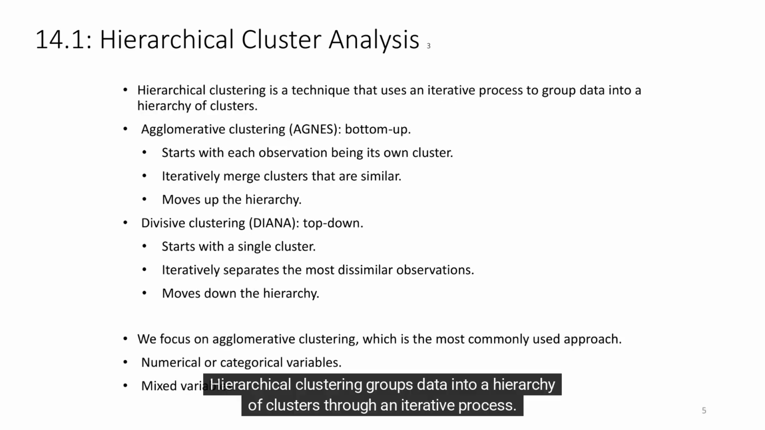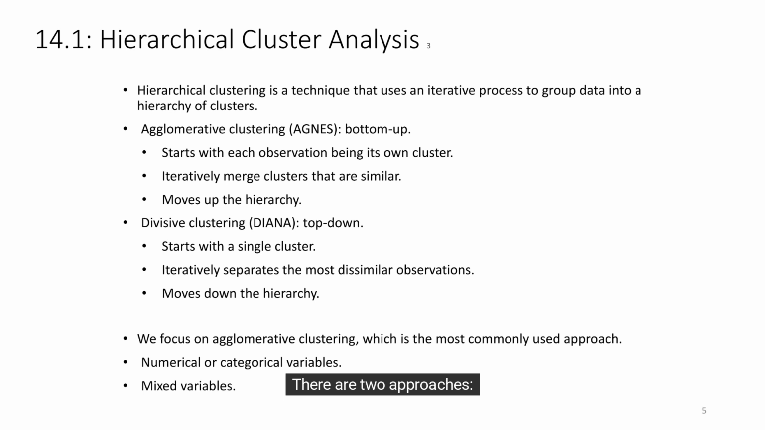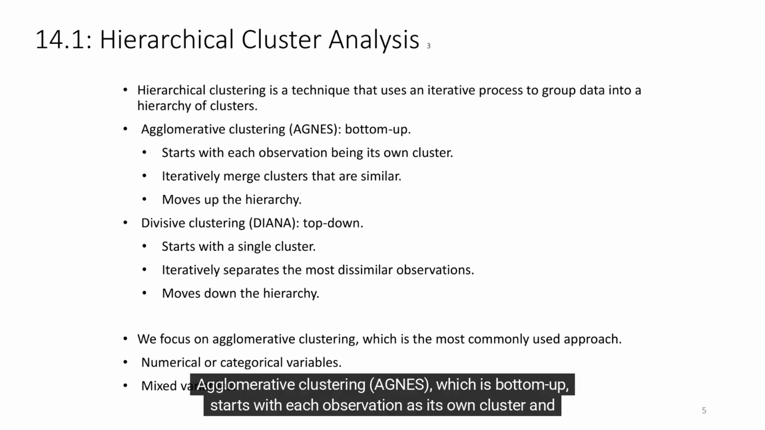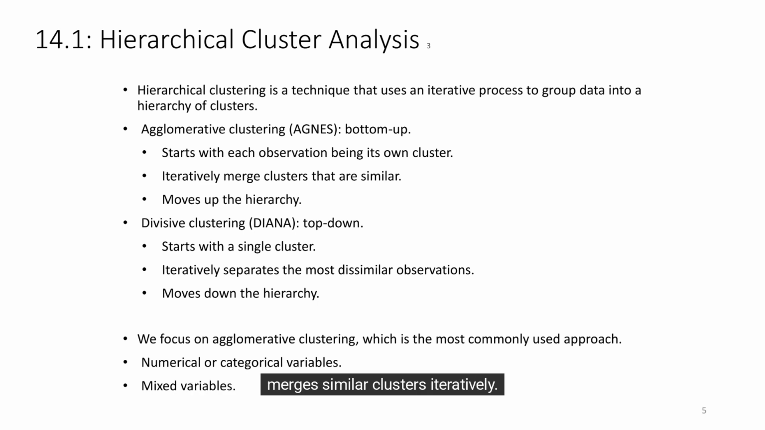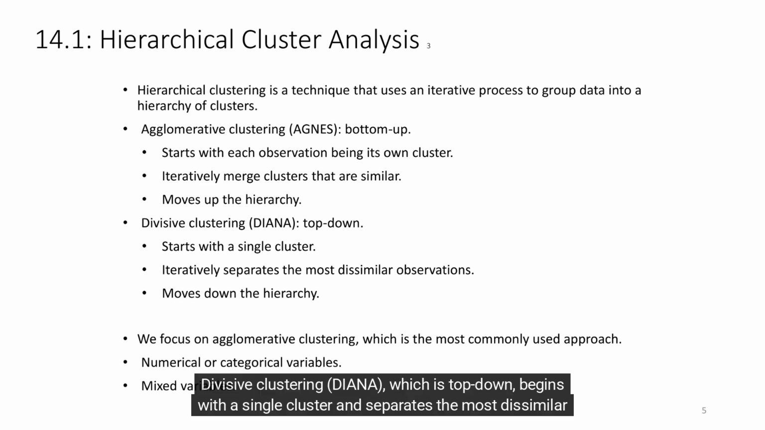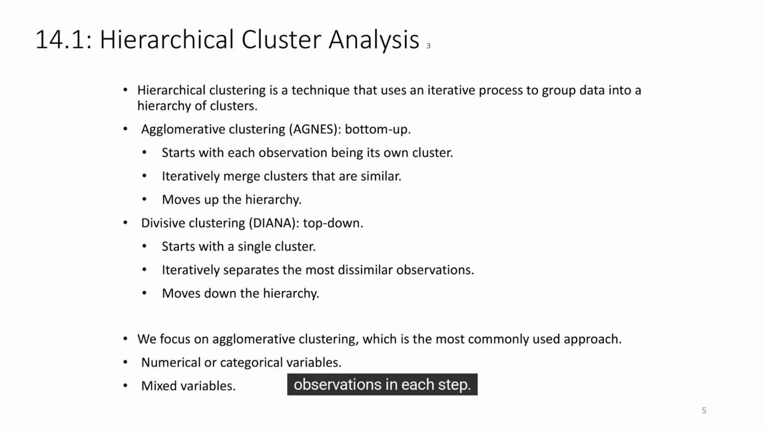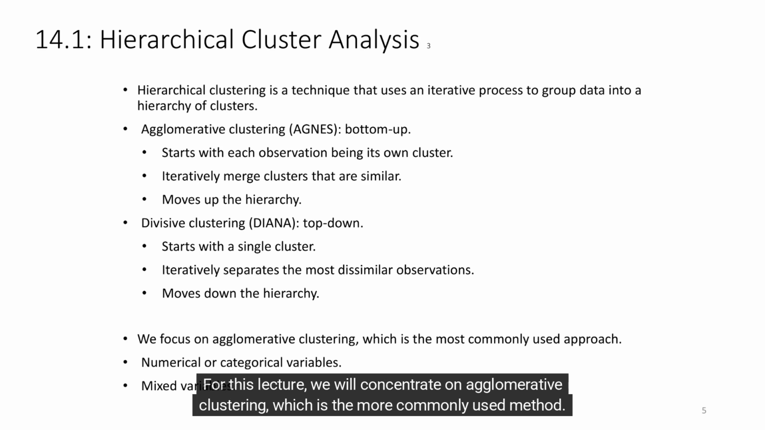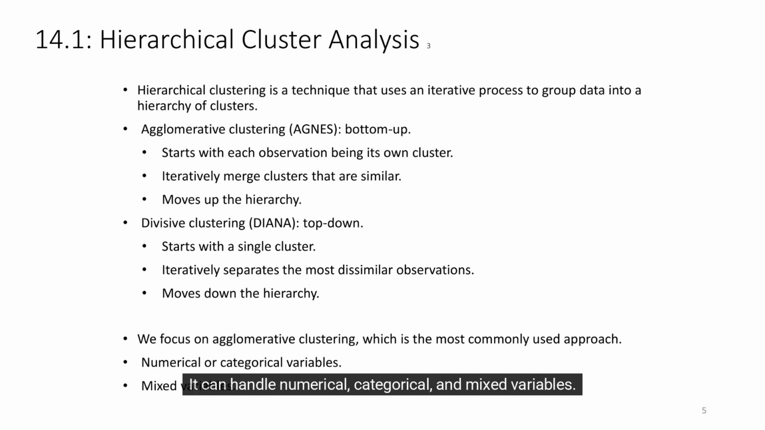Hierarchical clustering groups data into a hierarchy of clusters through an iterative process. There are two approaches. Agglomerative clustering, AGNES, which is bottom-up, starts with each observation as its own cluster and merges similar clusters iteratively. Divisive clustering, DIANA, which is top-down, begins with a single cluster and separates the most dissimilar observations in each step. For this lecture, we will concentrate on agglomerative clustering, which is the more commonly used method. It can handle numerical, categorical, and mixed variables.